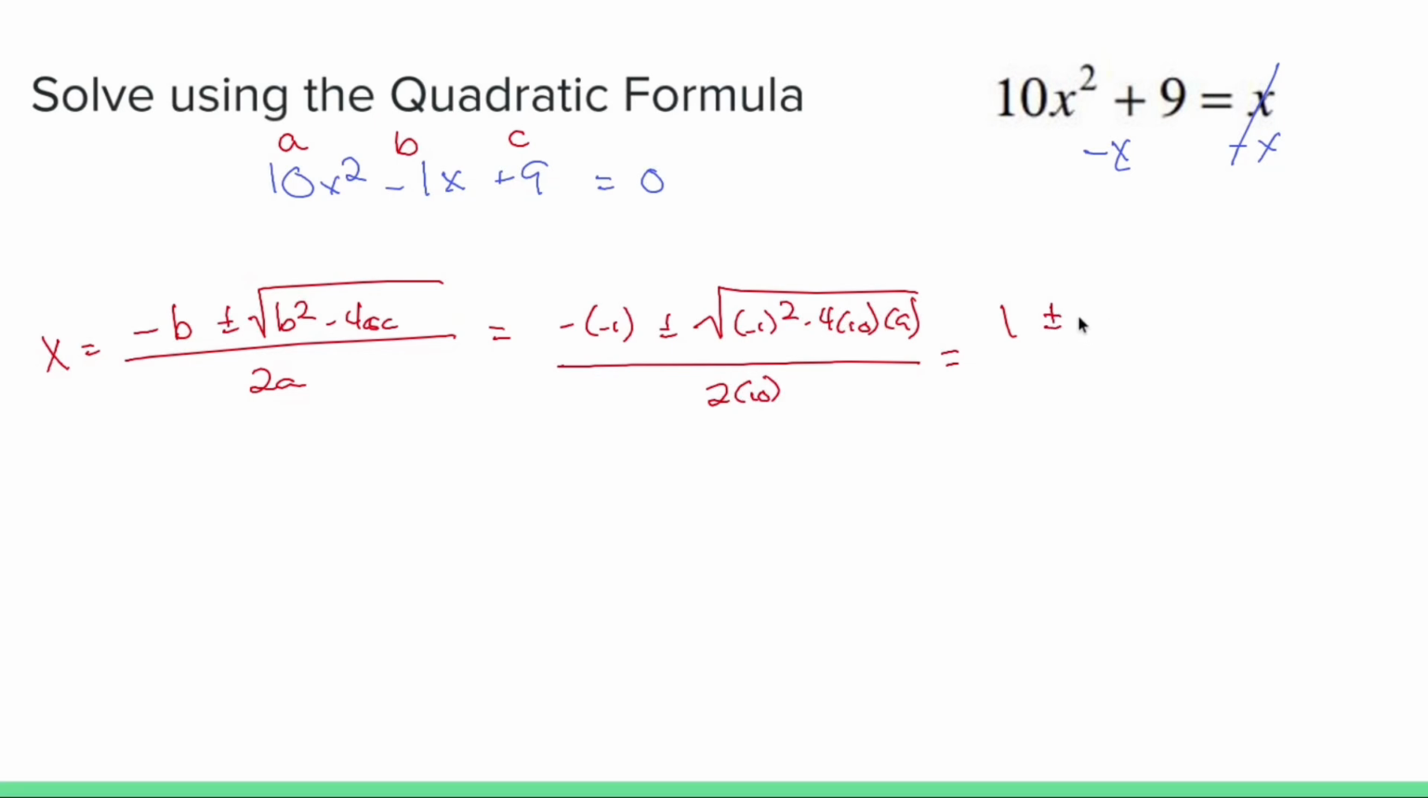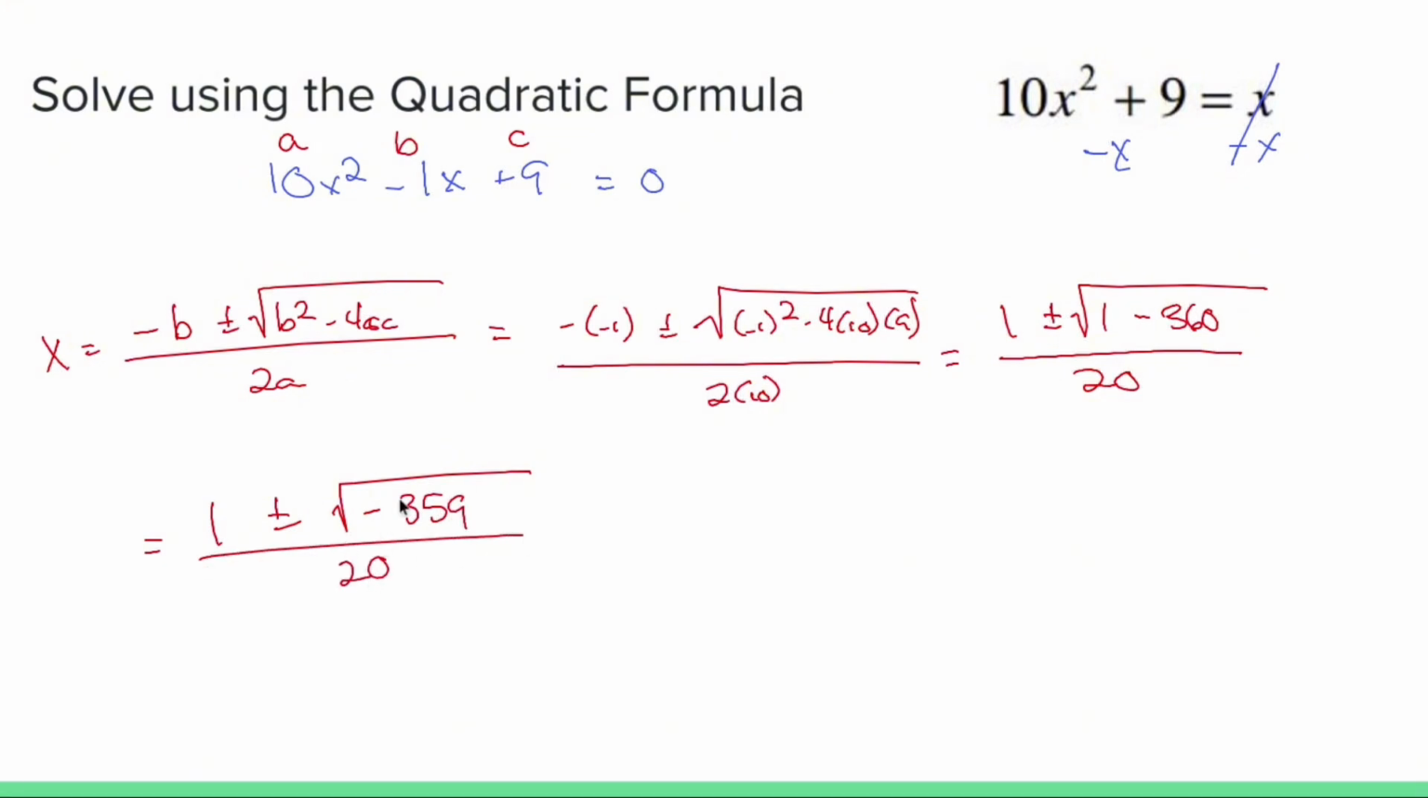1 plus or minus the square root of 1 squared, which is 1, minus 4 times 10 times 9 is going to be 900? No, 360. Boy, was I way off. So minus 360. Ooh, we're going to get a negative. That's going to be over 20. So when I do the 1 minus 360, that's 1 plus or minus the square root of negative 359, all over 20.